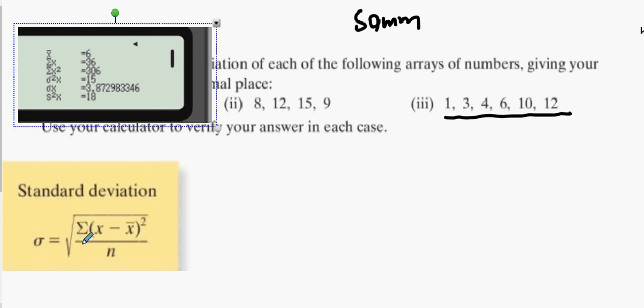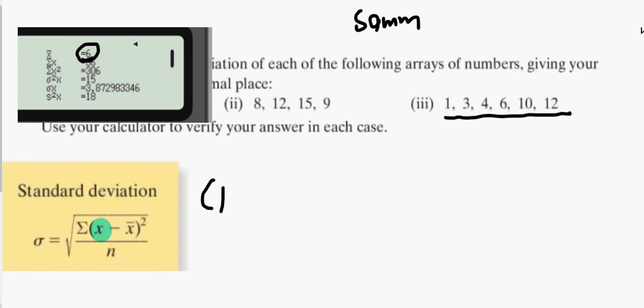Okay, step 1, calculate the mean. So add them all up and divide by 6. I'll save you the hassle, we already know the answer is 6, alright? Next thing you're going to do is get each number and take away the mean. So the x part represents your number. Does everybody see that? So the first one's 1.